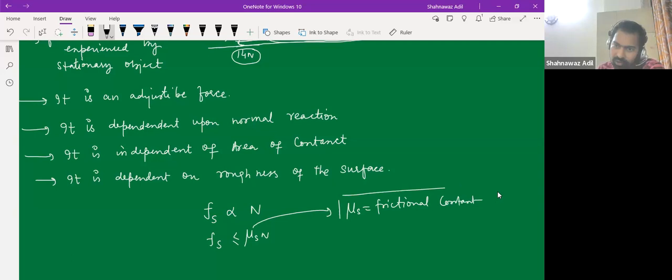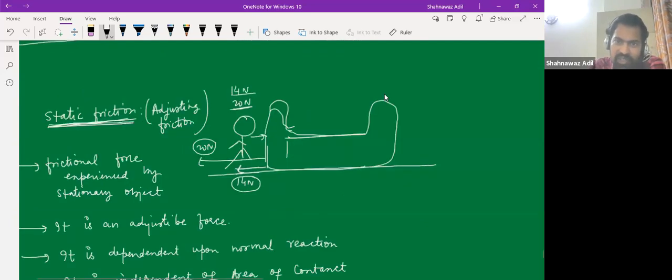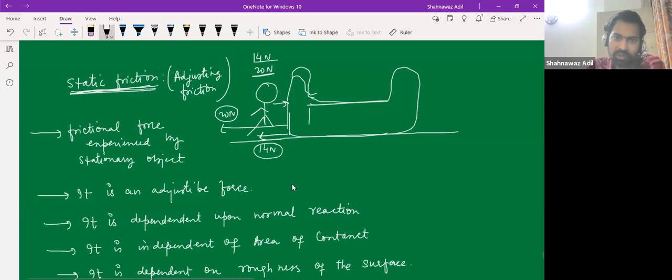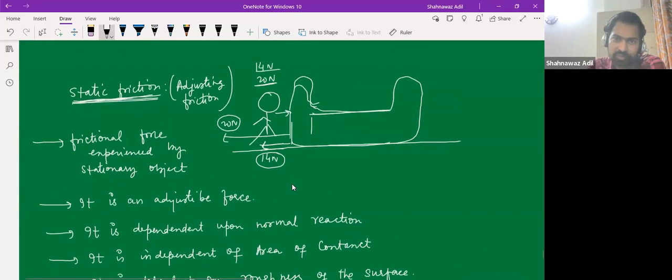Okay, so this equal to sign represents the limiting friction, right? So the maximum static friction at which the object starts to move, after which the object starts to move. So that is called the limiting friction. Is that point clear to you guys? Yes, sir. Okay, so please note down this point.